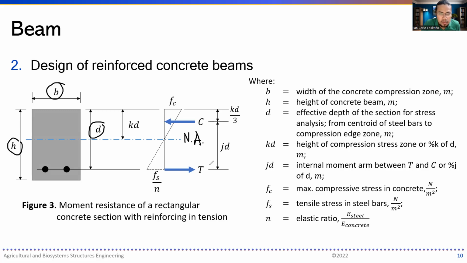These are the tension and compression forces applied to the structure, to the beam. The maximum compressive stress in the concrete is in Newton per m squared, and you have the tensile stress in the steel bars in Newton per m squared, and n, the letter n, which is the elastic ratio. This is the elastic ratio, which is simply the modulus of elasticity of the steel over the modulus of elasticity of the concrete.